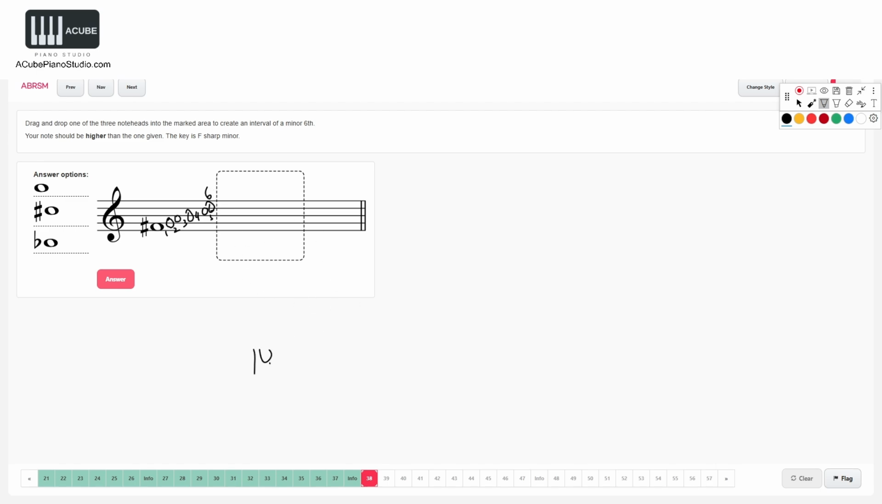So is it going to be sharp, flat, or no sharp, no flat for D? So this is F, this is D. So F major has B flat, so nothing for D.